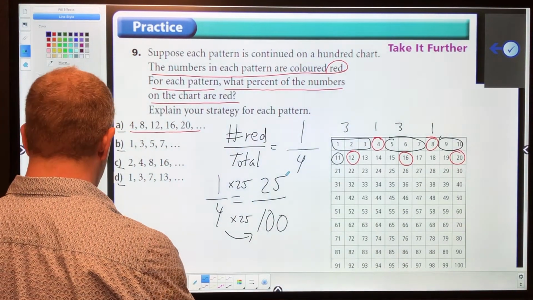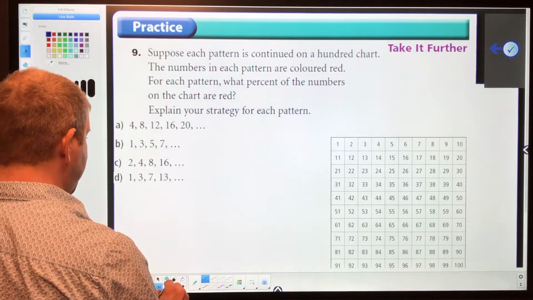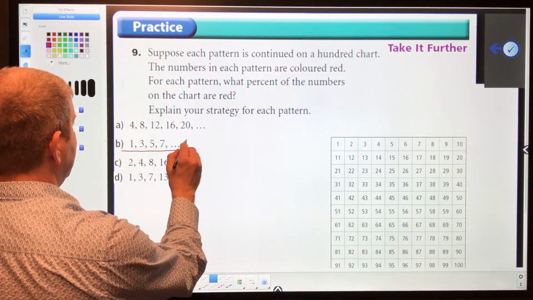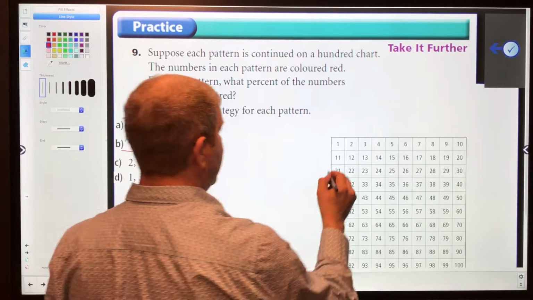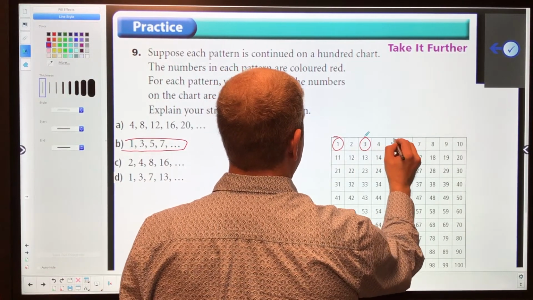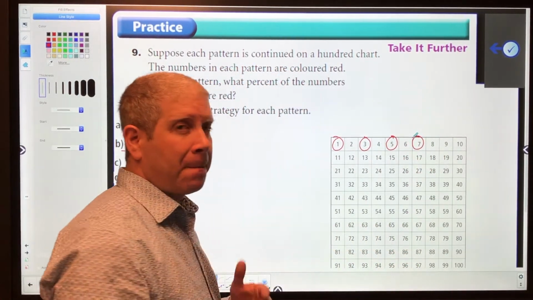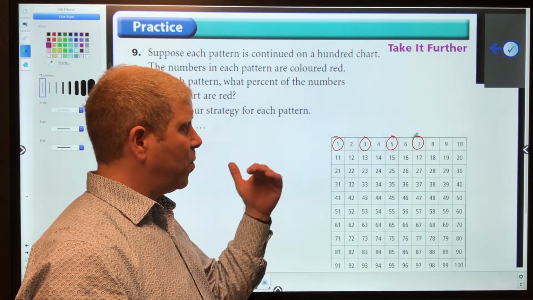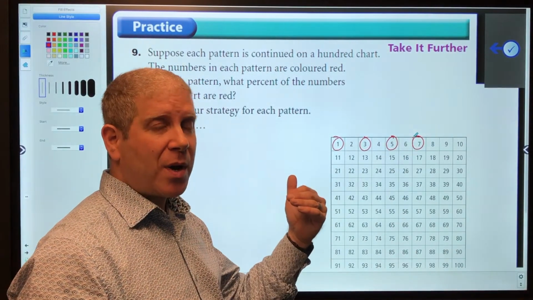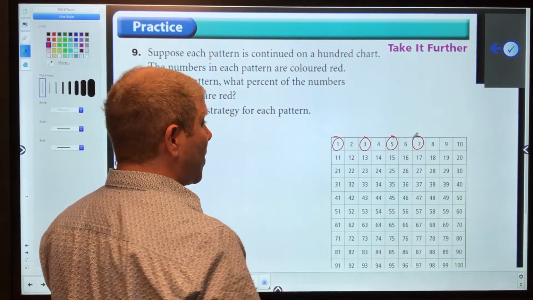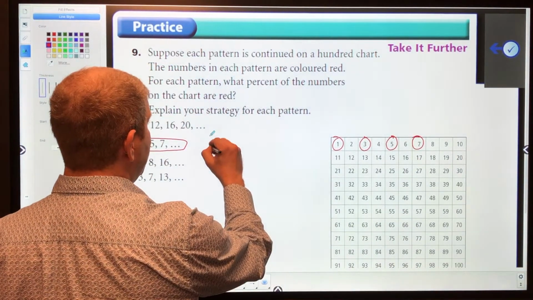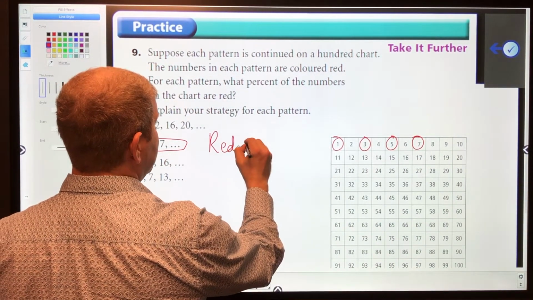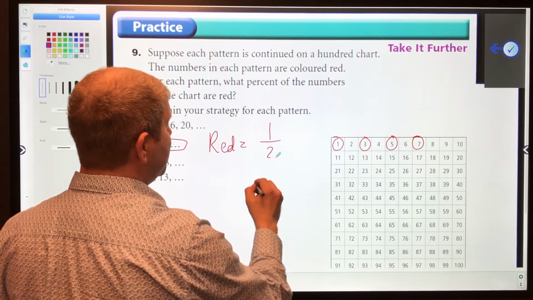Let's go on to the next one. The next one is 1, 3, 5, 7, 9, 11. There's my pattern. Basically, this one's a bit easier. One is red, we skip a number. One is red, skip a number. One is red, skip a number. So it's every second number, so the number of reds is one of every two.